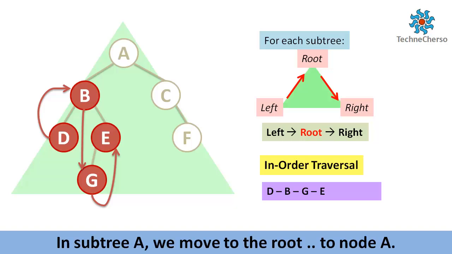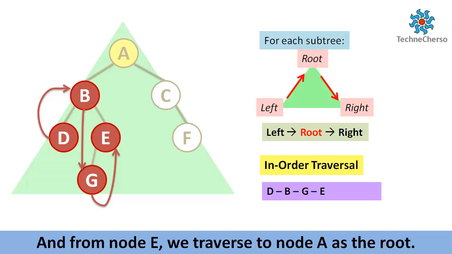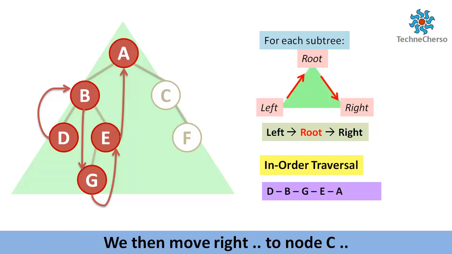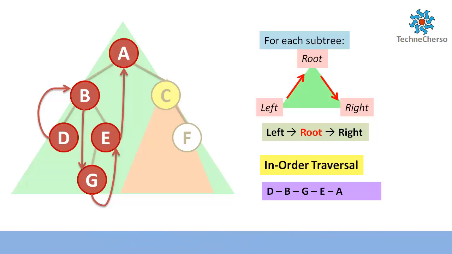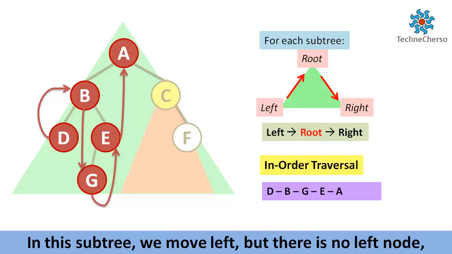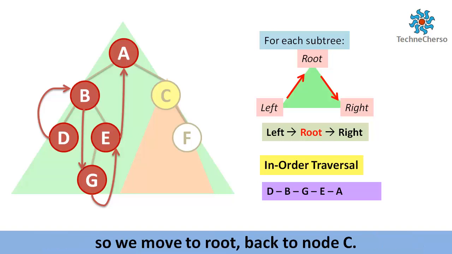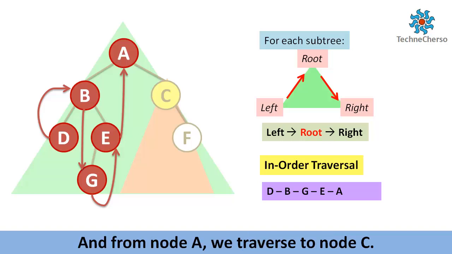In subtree A, we move to the root, node A. And from node E, we traverse to node A as the root. We then move right to node C, and there is a subtree where node C is the root. In this subtree, we move left, but there is no left node, so we move back to the root, node C, and from node A, we traverse to node C.